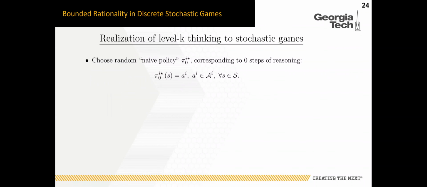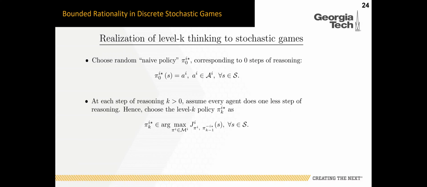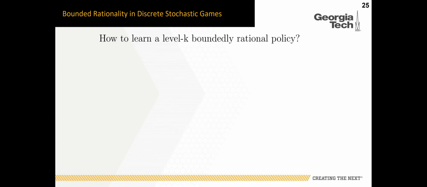So again, we will start from level 0s. We will choose a random naive policy pi 0 that will correspond to 0 steps of reasoning. Again, this is random. I put a random policy there and then see what happens. But now as I go up the levels, I will pick my policies assuming that all the other agents are one level below me. And then I will develop a way to learn this level-K bounded rational policy.